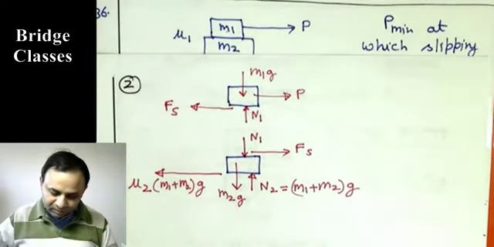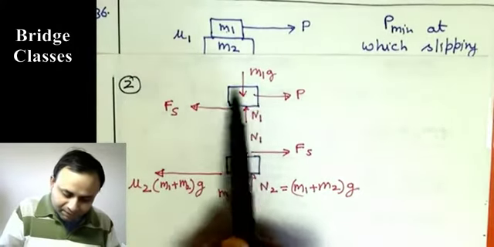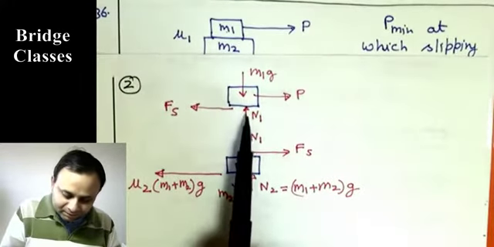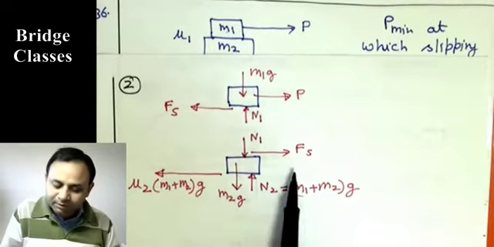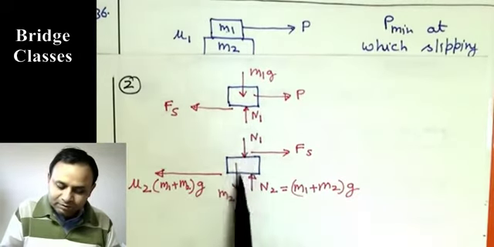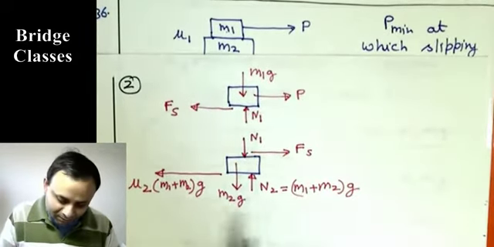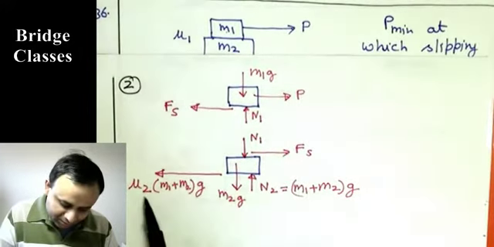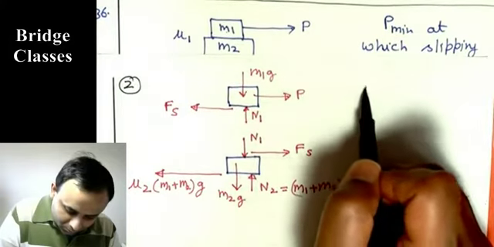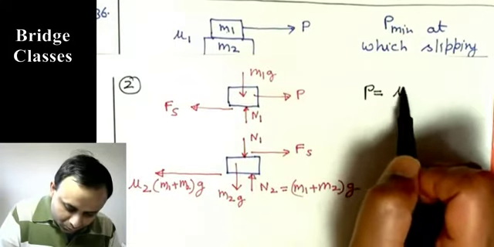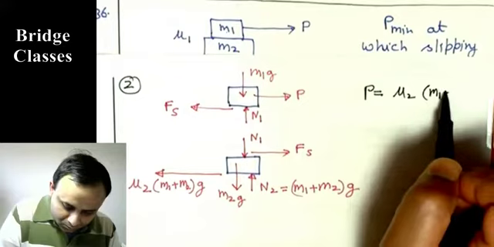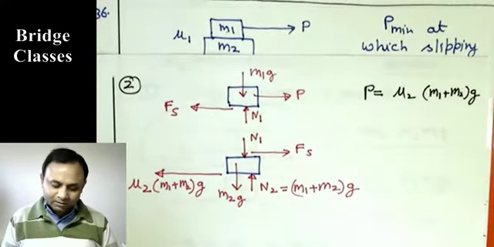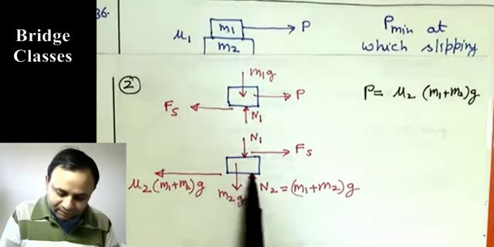And if we do the balance on the entire thing, I'm going to write the equation considering this entire thing. So this N1 and Fs will not be in the equation, they will become internal forces if you are writing for the entire thing. So our equation will become, in the horizontal direction, P equals mu2 (M1 plus M2)G. So this is when slipping occurs at this surface.